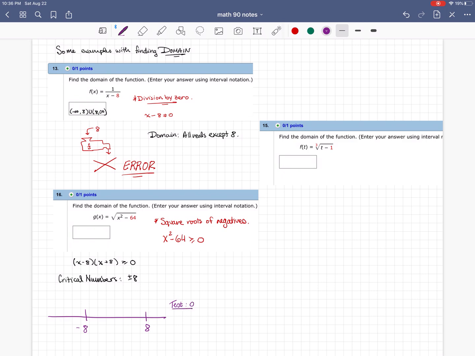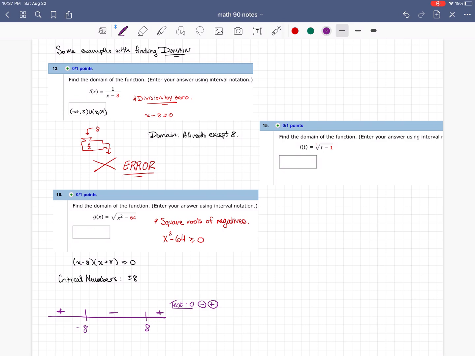X minus 8 is negative when x is 0. X plus 8 is positive when x is 0. So their product is negative. Since there are no non-negative factors, the sign will just flip around each of the critical numbers. So that means it's positive to the left of negative 8 and also positive to the right of positive 8.